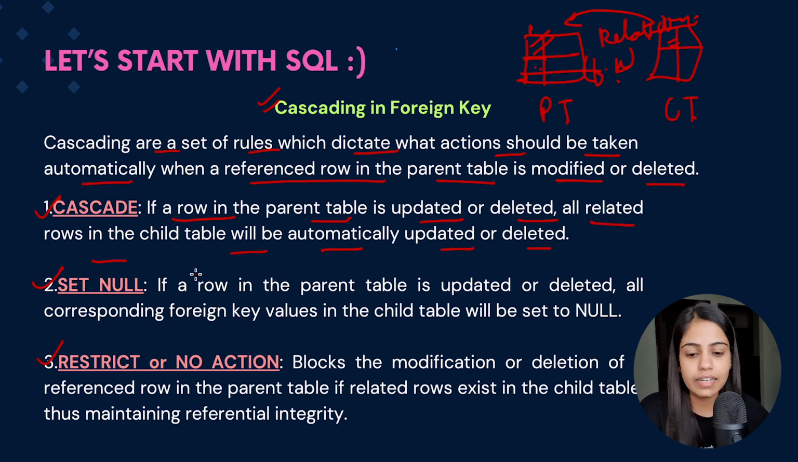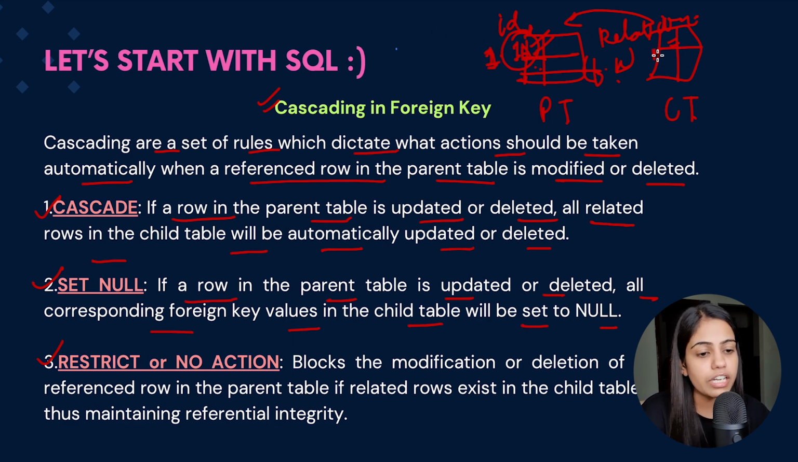The second one is set null. If a row in the parent table is updated or deleted, all the corresponding foreign key values in the child table will be set to null. So consider that in the ID, I have updated the value from 1 to 1a. The same shouldn't be replicated here. Instead, what it will do is, since the ID is updated from 1 to 1a, it will set a null value there, saying that this particular value has now been updated, and for now we have set the value as null here. So foreign key values in the child table will be set to null.